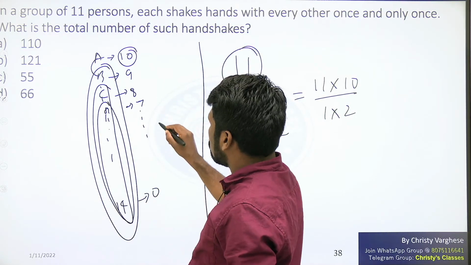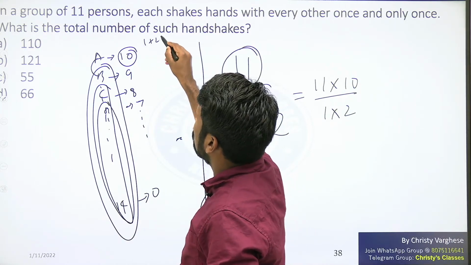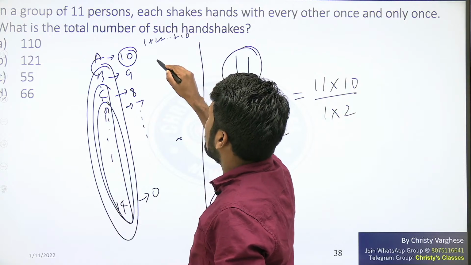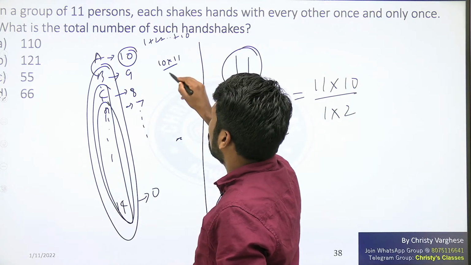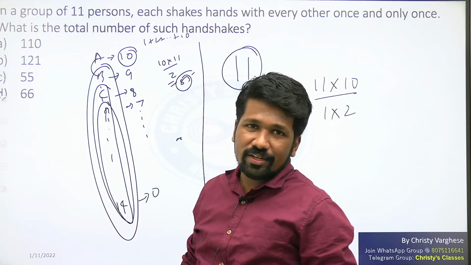So number of handshakes will be 0 plus 1 plus 2 plus 3 plus up to 10. That is 1 plus 2 plus 3 plus up to 10, sum of first 10 natural numbers. 10 into 11 by 2, it is. That is also 55. That way also you can do it.